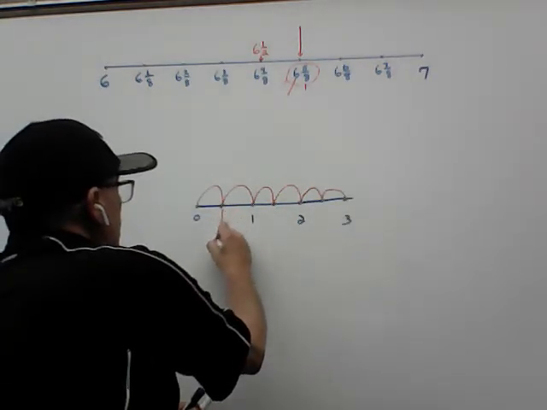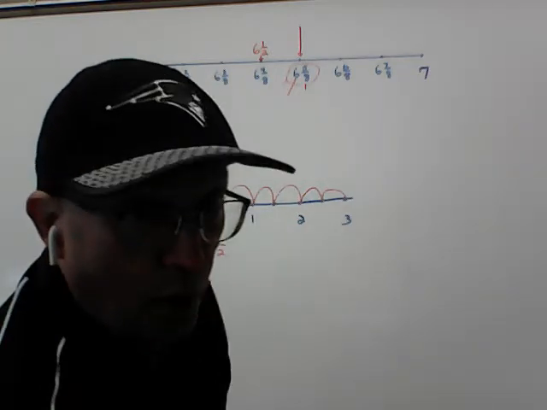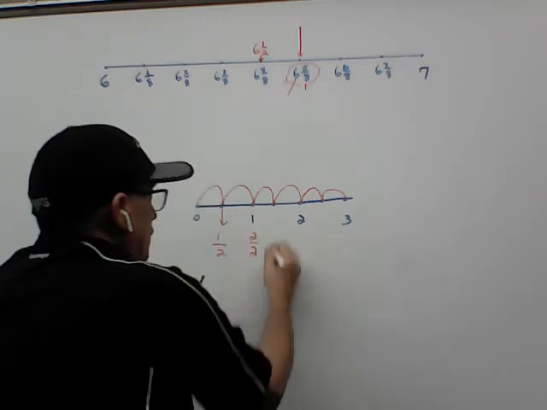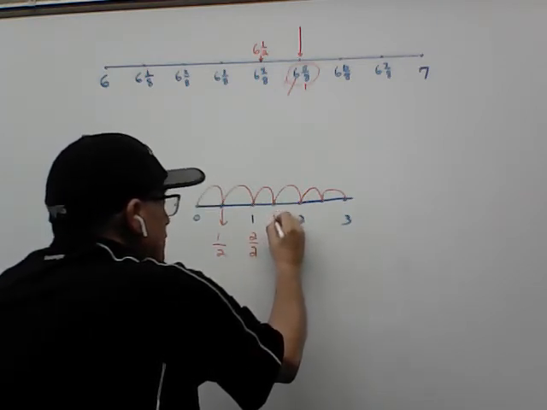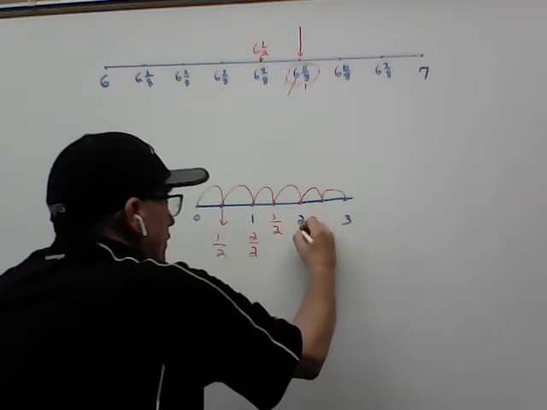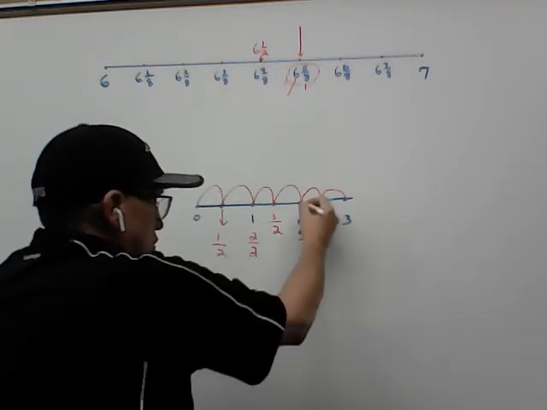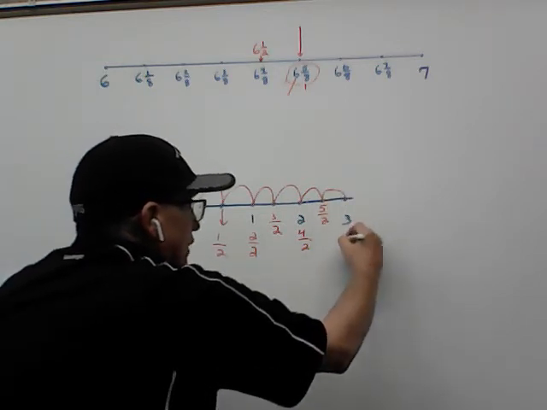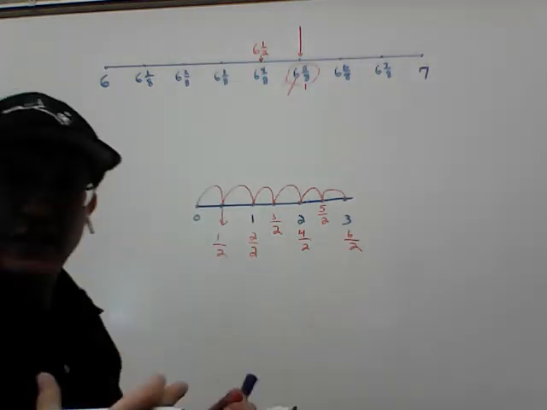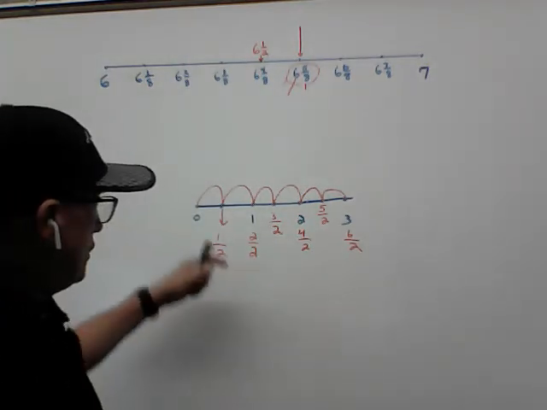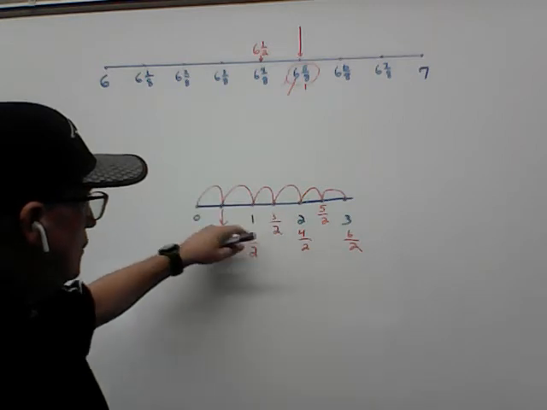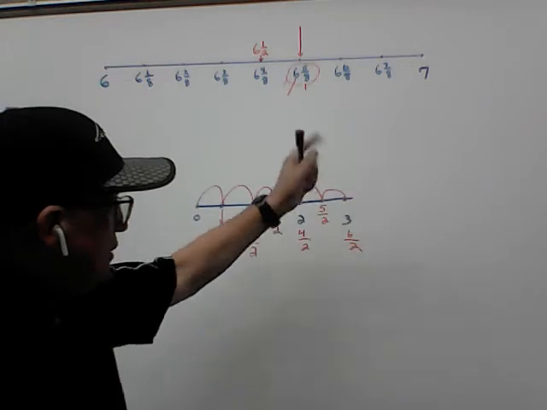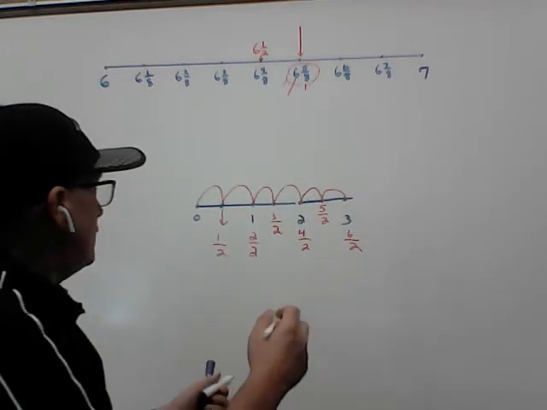Okay? So the first half to the right of 0 is 1/2. And that whole number 1 is the second half to the right of 0. Then the next half after 2 halves is, of course, 3 halves. And then 4 halves, which is 2. And then after 4 halves comes 5 halves. And then the whole number 3 is 6 halves. Remember that division outlook on a fraction. 2 divided by 2 is 1. So 2 halves is 1. 4 divided by 2 is 2. 4 halves is 2. 6 divided by 2 is 3. 6 halves is 3.